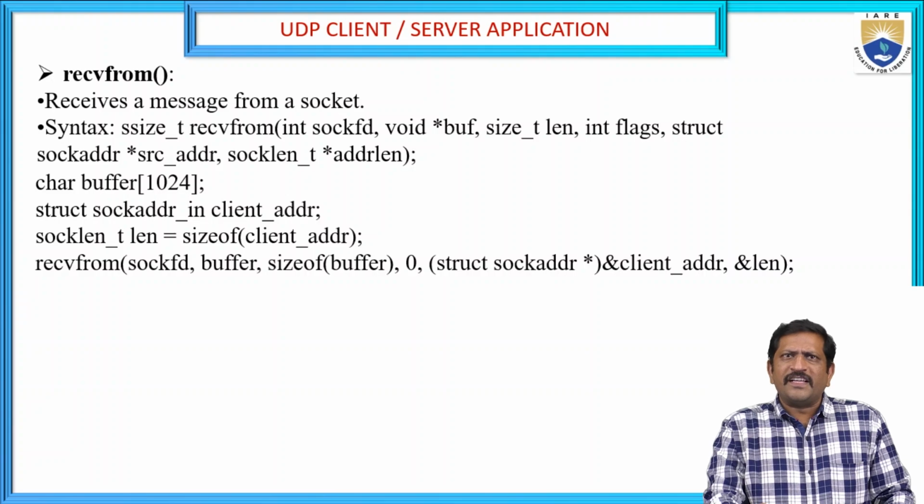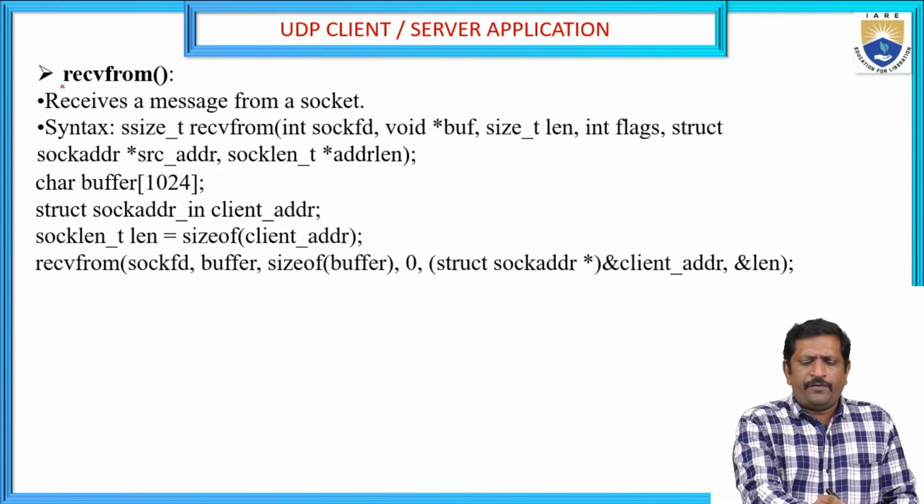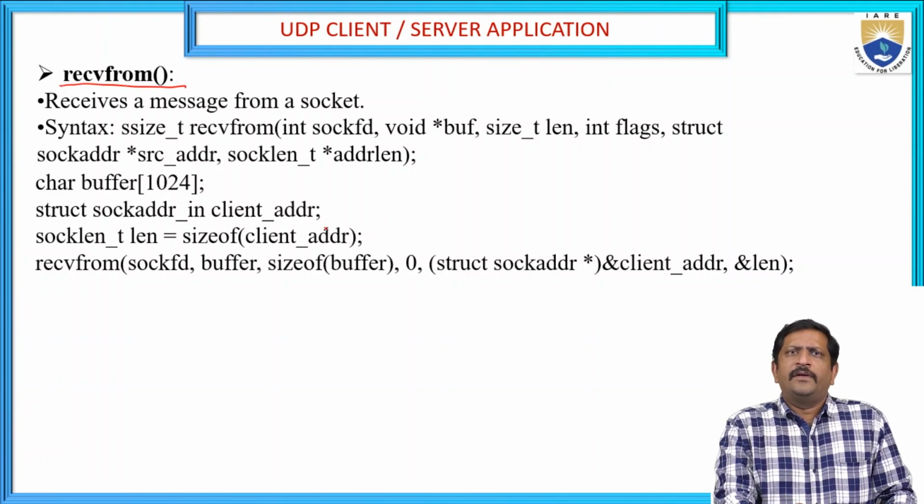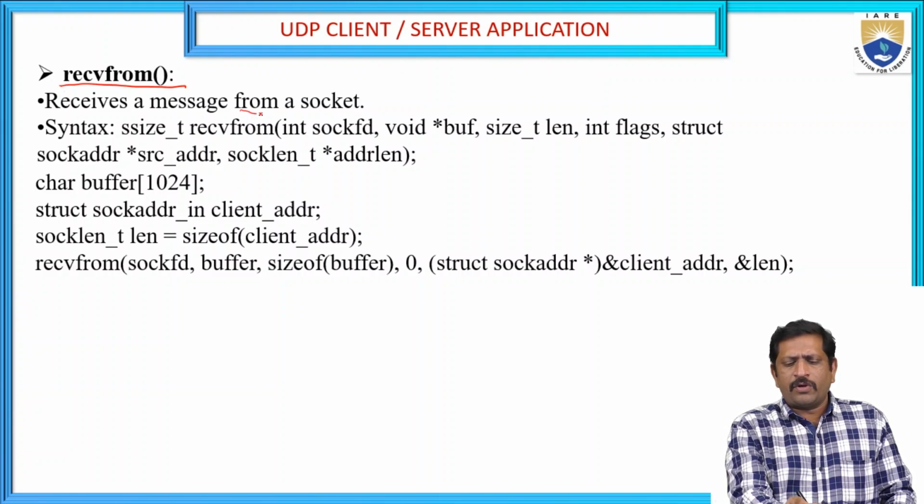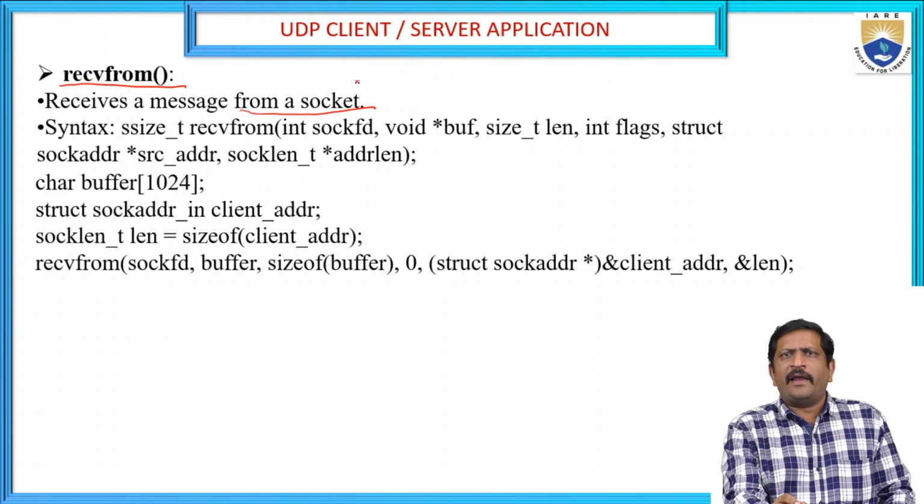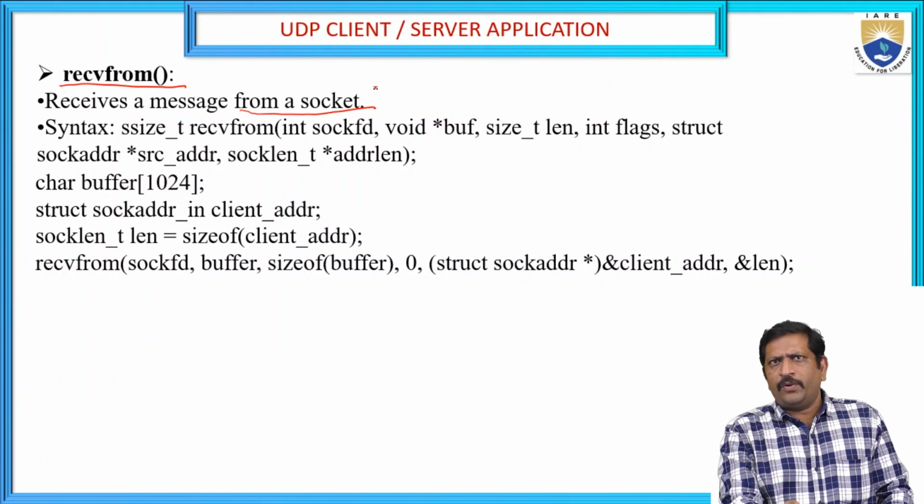And recvfrom is another function. It can receive messages from a particular identified client, that is, receiving the message from a socket. Here the socket is a client socket. Recvfrom can be utilized at the server side, which is receiving the message from the client socket. Now we are utilizing the UDP protocol here, that is, the user datagram protocol.